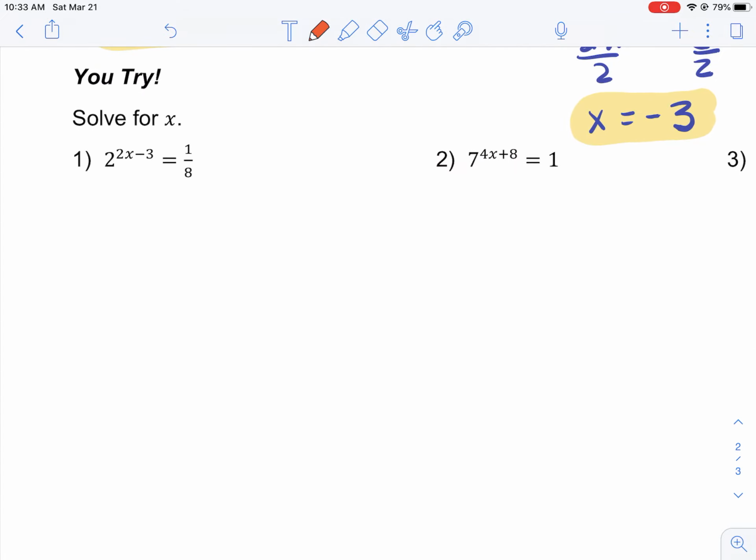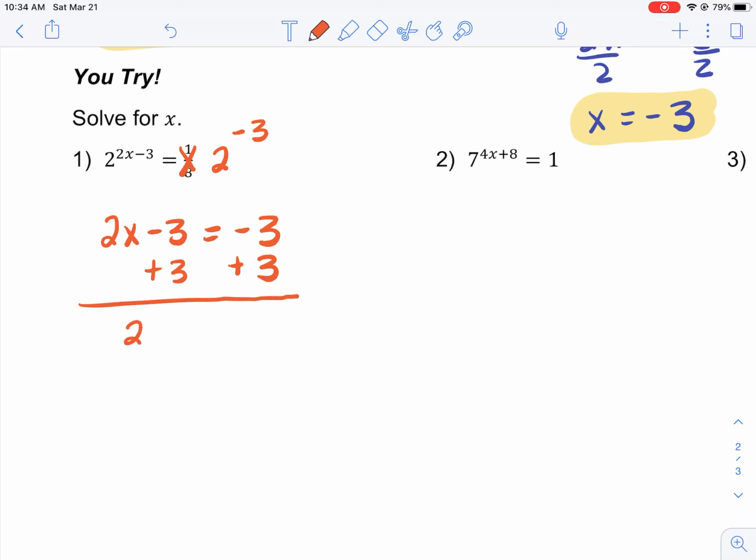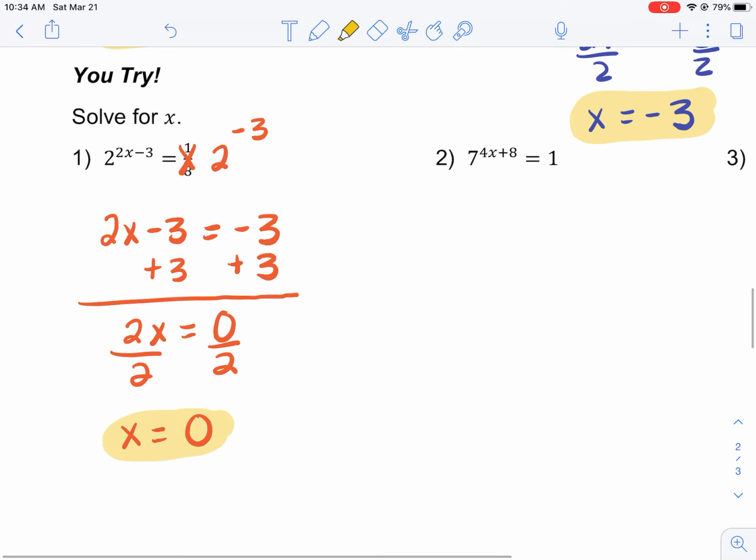The first one, we're going to rewrite the 1/8 as 2 to the -3rd power. 2 to the 3rd is 8, so if our exponent is negative, that will make it a 1/8. So now I'm just going to set 2x minus 3 equal to -3. I'm going to add 3 to both sides. I get 2x equals 0. Divide by 2. 0 divided by 2 is 0. So the first answer is x equals 0.